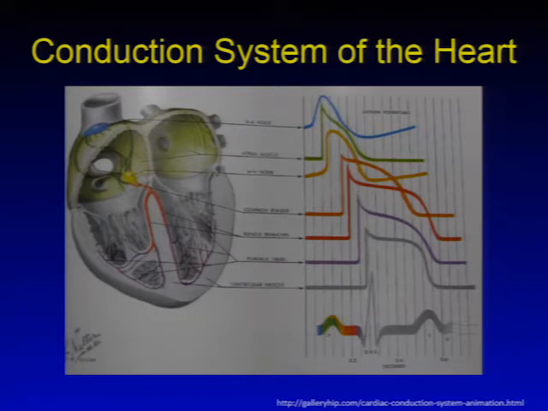And at the bottom of this image, there's actually a waveform that correlates with an EKG waveform. And you can see that activation of the SA node correlates with a P wave, whereas the ventricular action potential correlates with the QRS complex or systole.